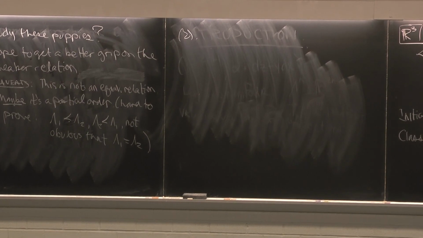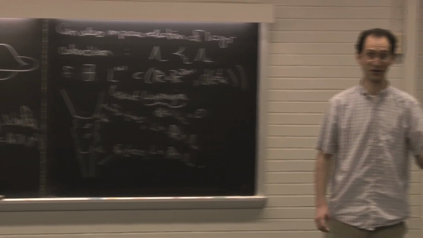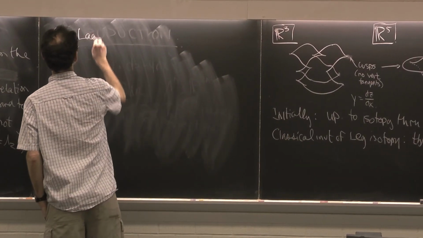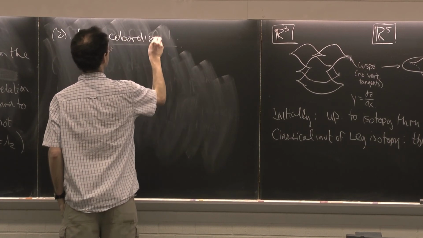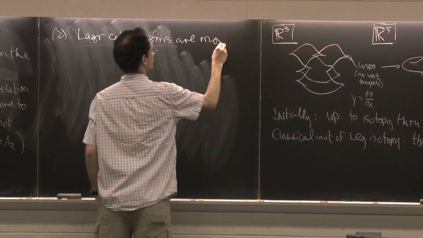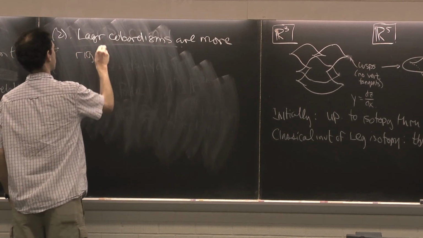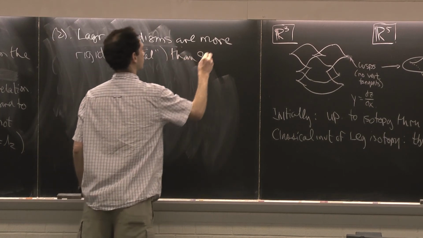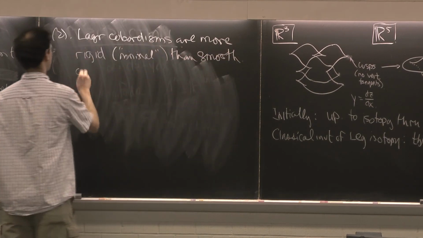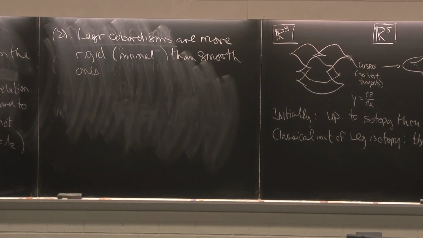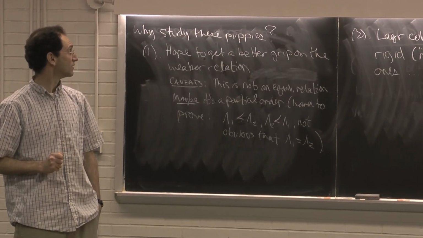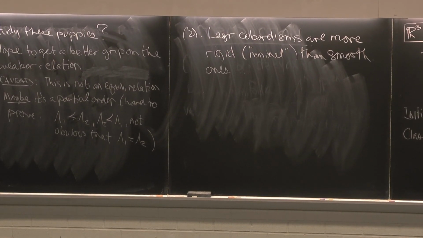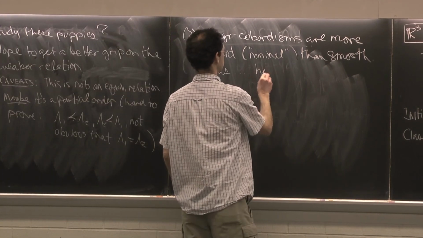Despite David's comment earlier that Lagrangian cobordisms are not as rigid as holomorphic curves, they're still more rigid than smooth cobordisms. And maybe you can hope to solve some topological problems by looking at Lagrangian objects.